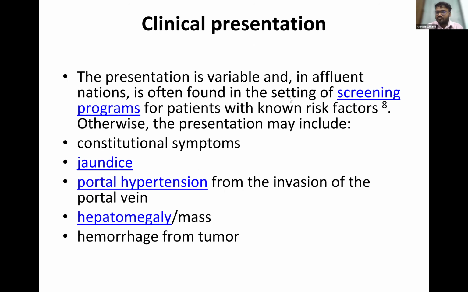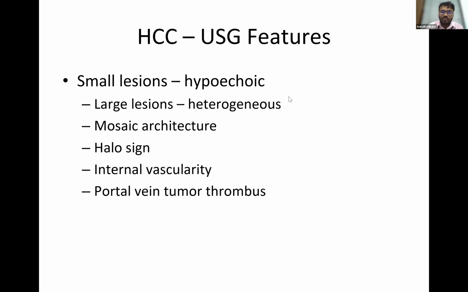Clinical presentation is variable: jaundice, portal hypertension, hepatomegaly, hemorrhage from tumor. Ultrasound features are heterogeneous. Why is it heterogeneous? Large lesions can have mosaic architecture, a halo, and internal vascularity, and you can find portal vein tumor thrombus.